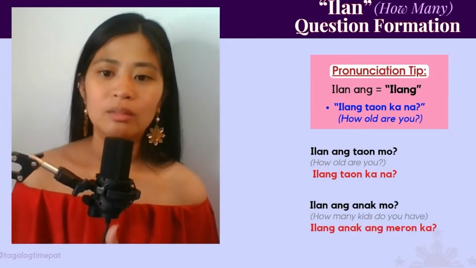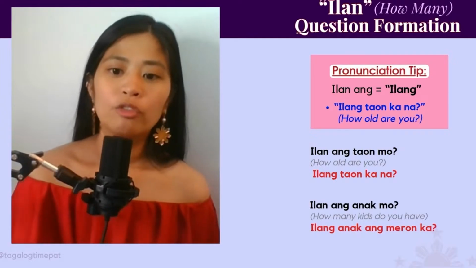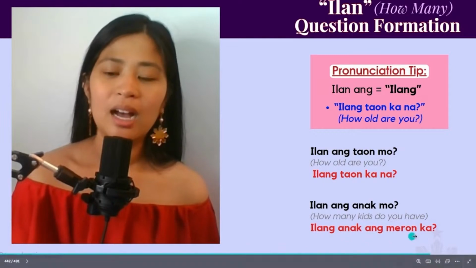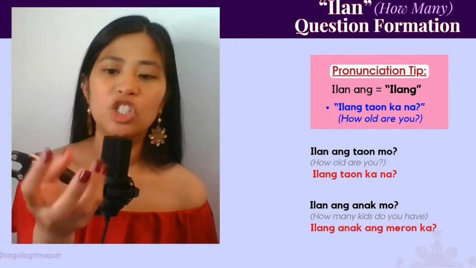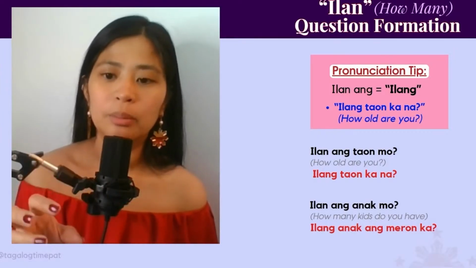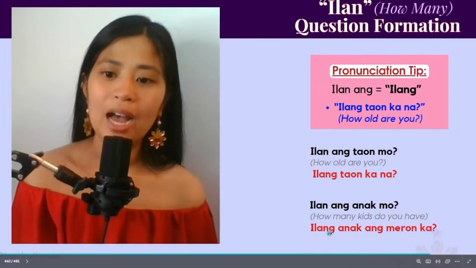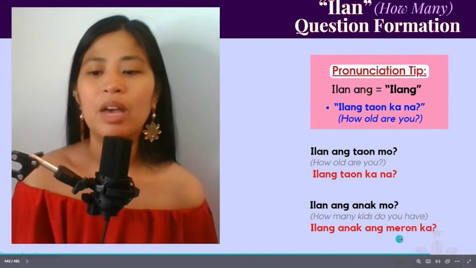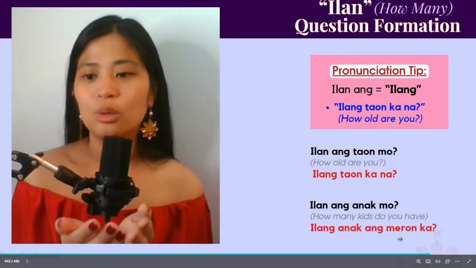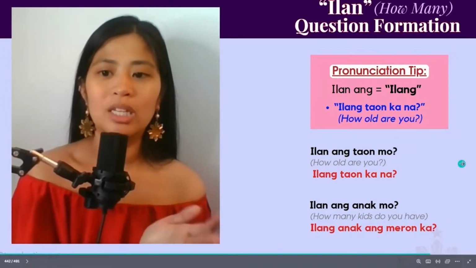Another example of that is ilan ang anak mo? How many kids do you have? Versus ilang anak ang meron ka? So we made the contraction, and then now we changed up the grammar a little bit. So they both mean how many kids do you have, but this one is literally meron means to have. So ilang anak ang meron ka? How many kids do you have? So same meanings, just different ways of saying it.